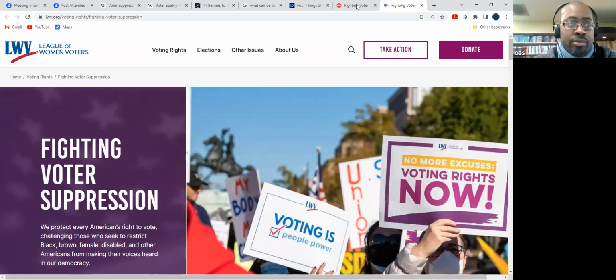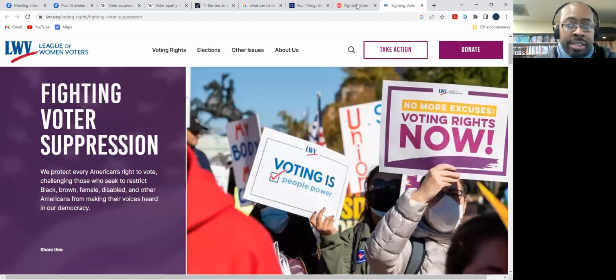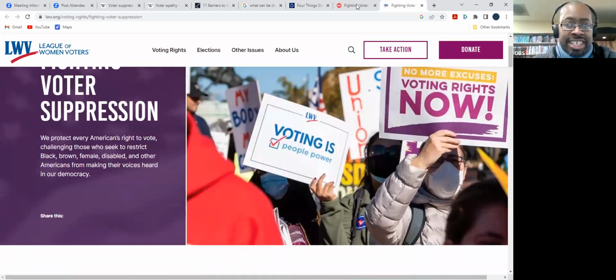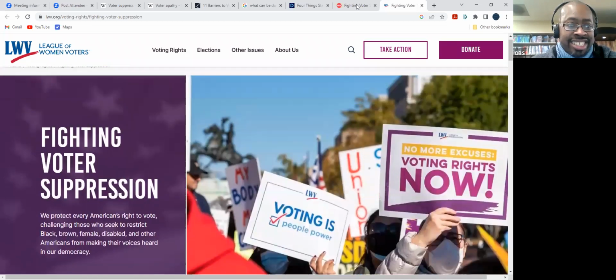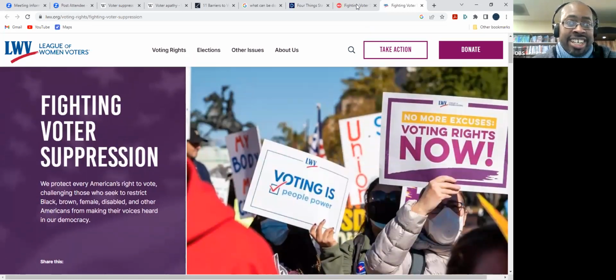Now, for the League of Women Voters, by the way, I highly recommend that you check them out. They have been very active in the political process, elections, and voting rights. I mean, if you really want to align with someone that would support true democracy, the League of Women Voters is an organization you definitely want to get more information about and align yourself with.